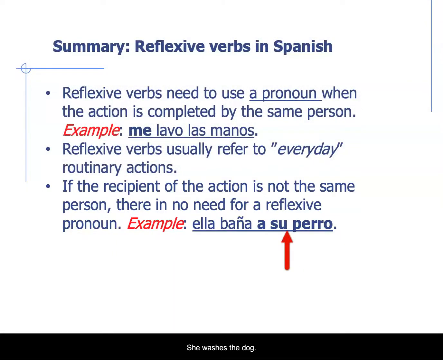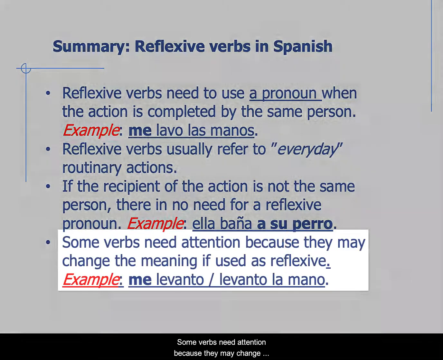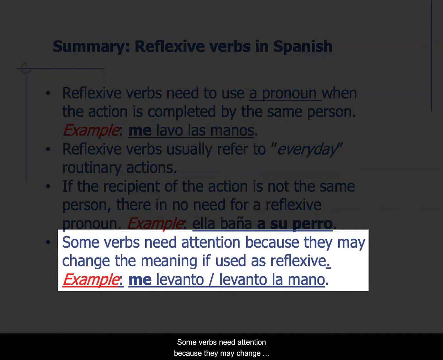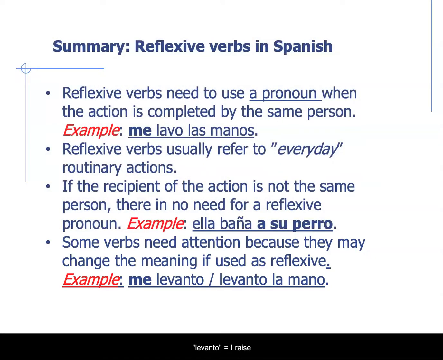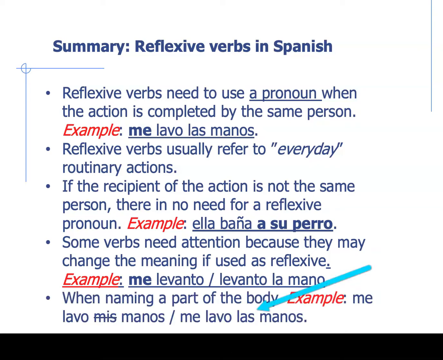She washes the dog. Some verbs need attention because they may change the meaning if used as reflexive. Example, me levanto, I get up, versus levanto, I raise. And finally, when naming a part of the body, make sure that you do not use another possessive pronoun. Example, instead of saying me lavo mis manos, use me lavo las manos.